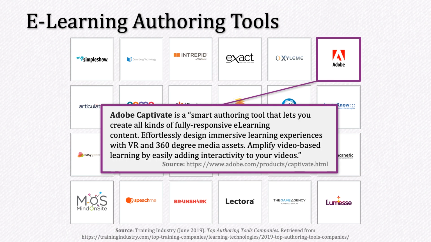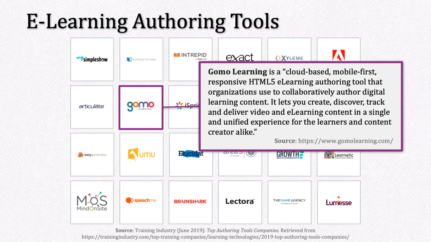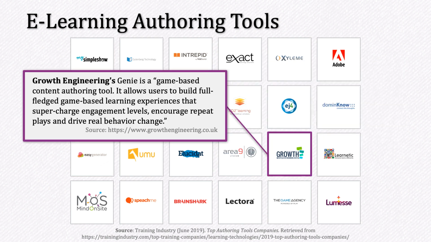Of course, we have Adobe Captivate, and Adobe describes Adobe Captivate as a smart authoring tool that lets you create all kinds of fully responsive content. Another example is Gomo Learning, which they described as a cloud-based, mobile-first, responsive HTML5 e-learning authoring tool. Growth Engineering is a bit different. They have a tool called Genie, which they say is a game-based content authoring tool. It allows users to build full-fledged game-based learning experiences that supercharge engagement levels and encourage repeat plays and drive real behavior change.